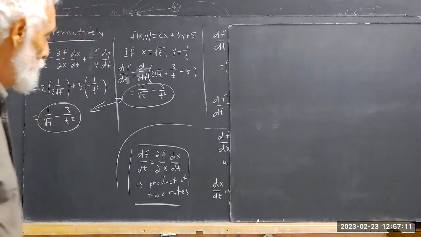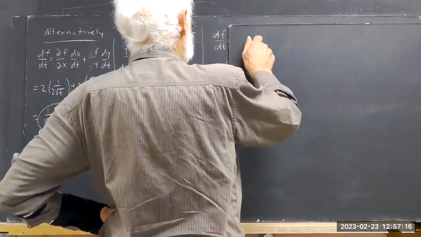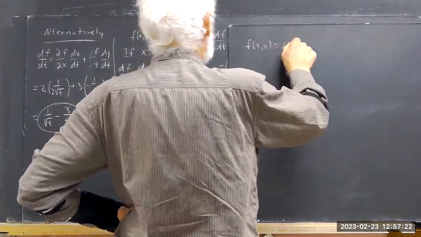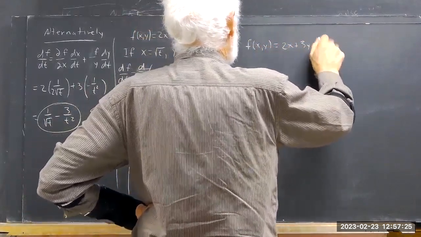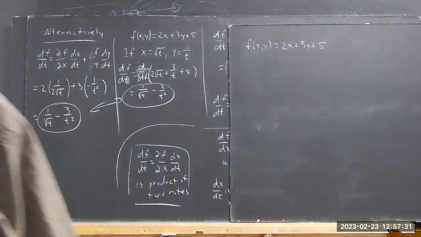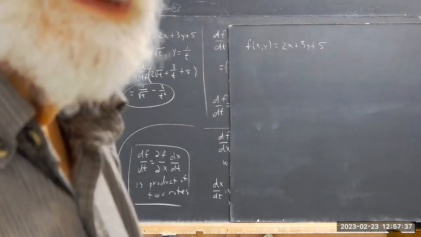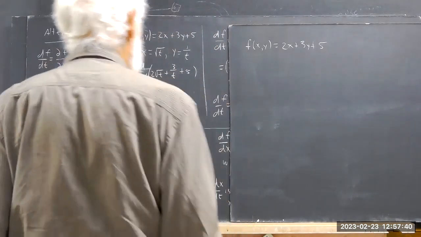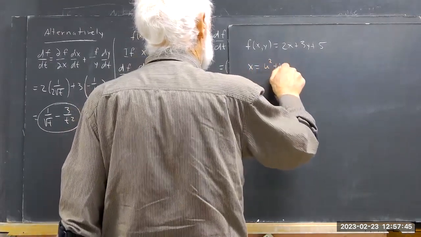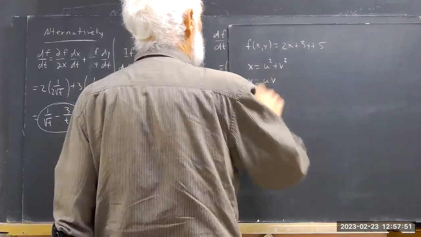Well, it gets even better. Let's say now we'll just stick with the same f of x, y function, because the derivative is a little more complicated. Well, you've got to be able to deal with that easily. But the thing we have to do now is, what if x is u squared plus v squared, and y equals uv?